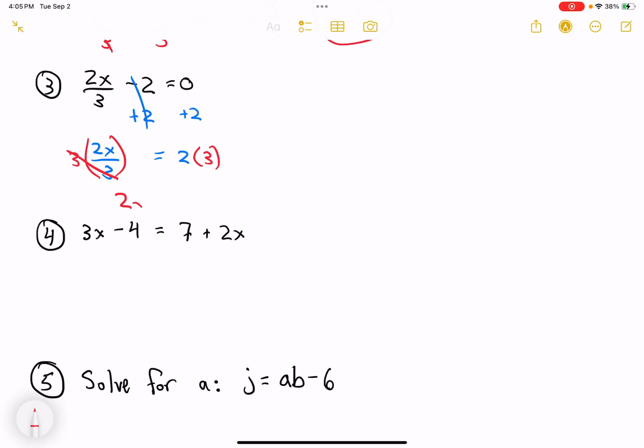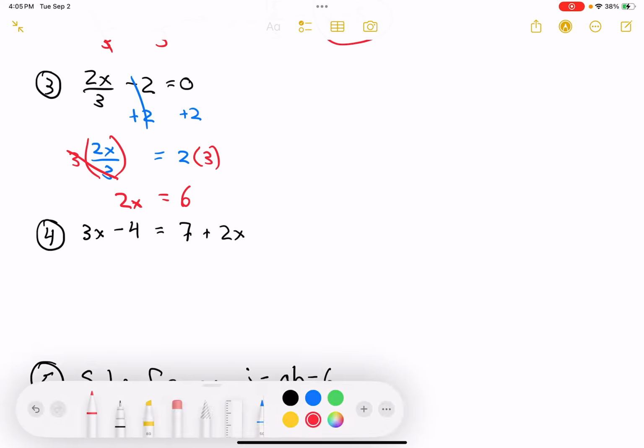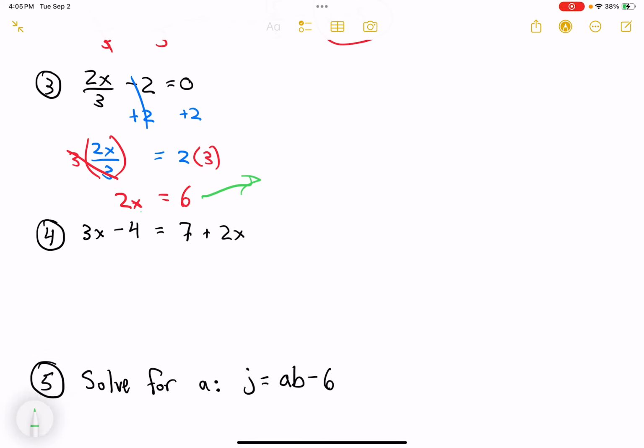So now we have 2x, because that's what's left over here on the left, equals 2 times 3 is 6. Now our final step here is going to be to divide by 2 on both sides, again, to get that x alone. So it'll be x equals 6 over 2, which equals 3. x equals 3. And hopefully those steps made good sense for you. Take a moment, check over them. Okay.